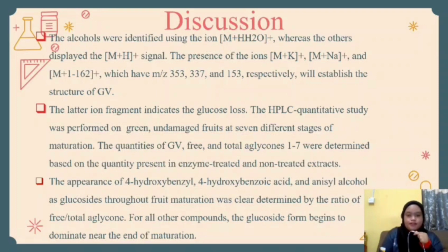The HPLC quantitative study was performed on green and damaged fruits at 7 different stages of maturation. The quantities of GV, free and total glycons 1 to 7 were determined based on the quantity present in enzyme-treated and non-treated extracts. The appearance of 4-hydroxybenzyl alcohol, 4-hydroxybenzoic acid, and N-acyl alcohol as glucosides throughout fruit maturation was clear, determined by the ratio of free to total glycon. For all the other compounds, the glucoside form begins to terminate near the end of maturation.